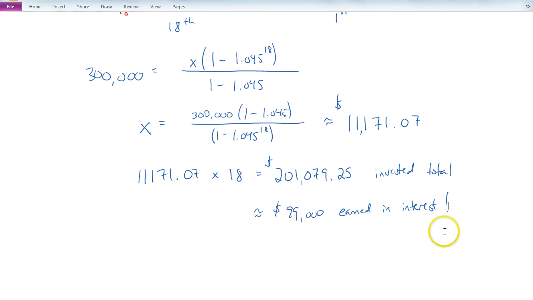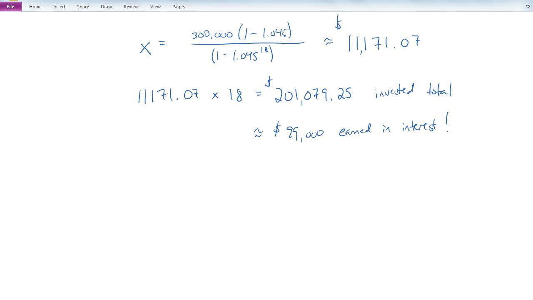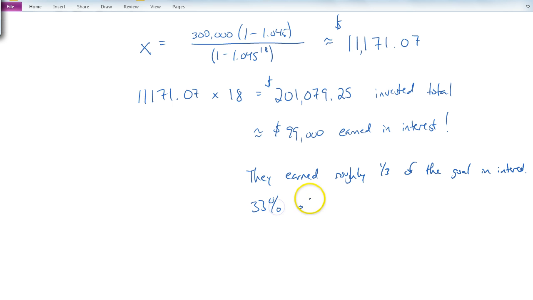Okay, that is equivalent to saying, I guess that's a third of the amount of money that they wanted to save. So they earned roughly 1/3 of their goal in interest, which is sort of like saying 33% off of it's like a 33% off of college coupon.